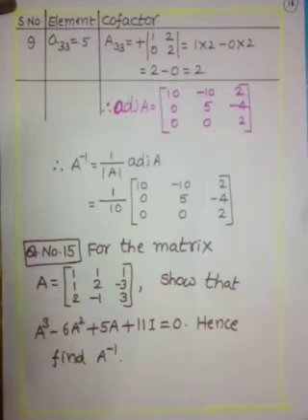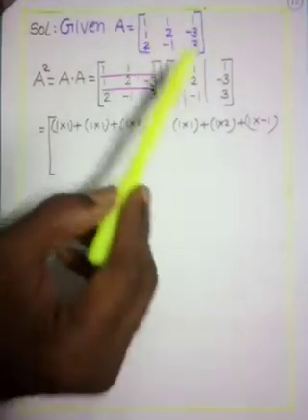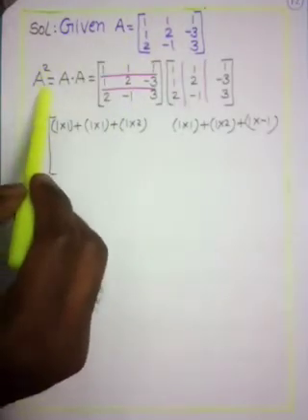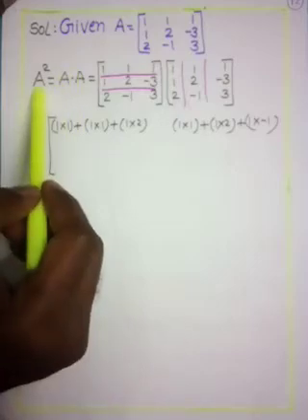Understood the question, my dear children? Right. So, now come to the solution part. First, we write given matrix A. A is equal to matrix 1, 1, 1, 1, 2, minus 3, 2, minus 1, 3. Without finding A square, we can't find A cube directly. So first of all, we are finding A square.